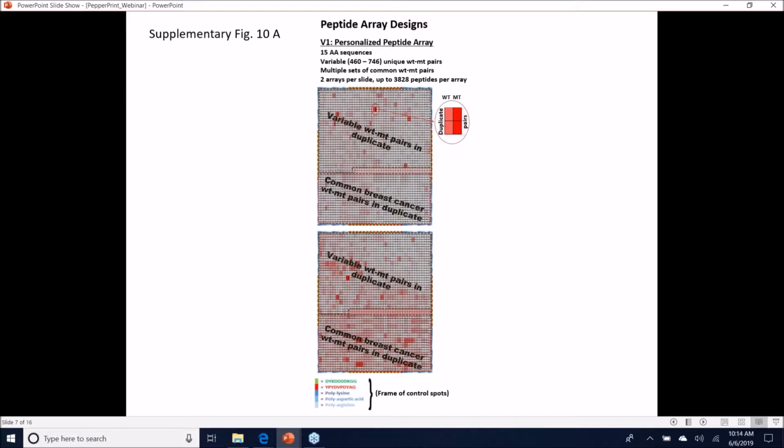Here's the design of what we call version 1 chip. So each version 1 personalized peptide microarray has 15 amino acid sequences. We have variable 460 to 746 mutations, depending on how many mutations we found in each cancer patient. Typically, we would design 2 wild-type peptides adjacent to 2 mutant peptides. We have tested a number of possibilities.